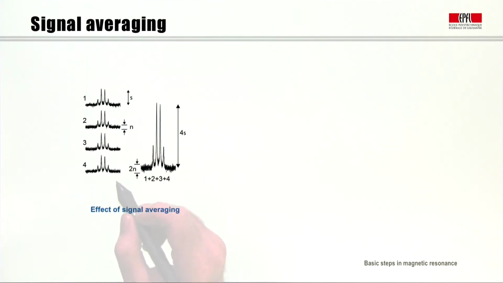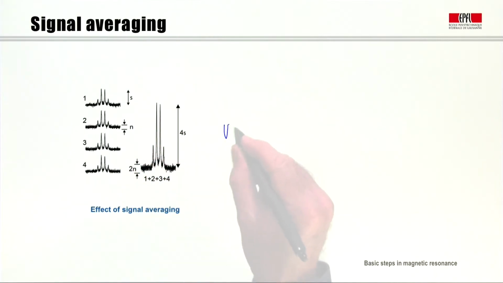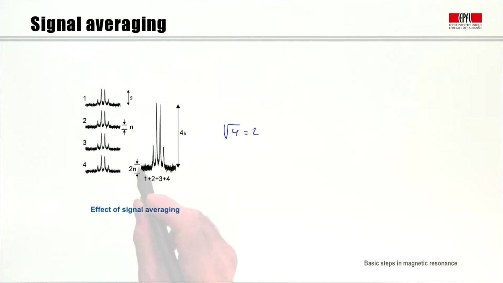The noise is stochastic. If we then add up the 4, the signal will be 4 times as intense as of the individual components, whereas the noise will be in proportion to the square root of the number of records that we have added together. So in this case, if we take 4 different noise traces, then the square root of 4 is equal to 2, and therefore the noise level only increases by a factor 2.